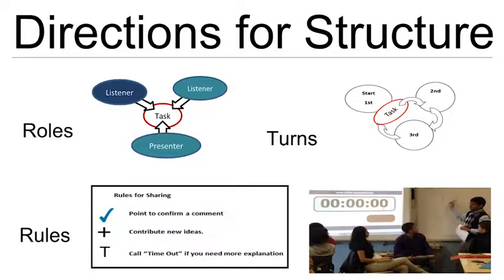In this video, we'll learn how to give directions to facilitate group learning where students are autonomous. When I lead a group learning routine, I always use specific directions. These directions provide the structure that enables the students to work independently and enables me as the teacher to listen and learn from the students. There are 4 elements of directions that I wanted to go over with you today: roles, turns, rules, and time.